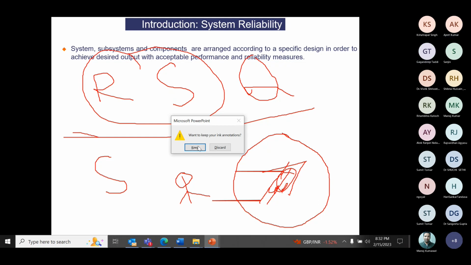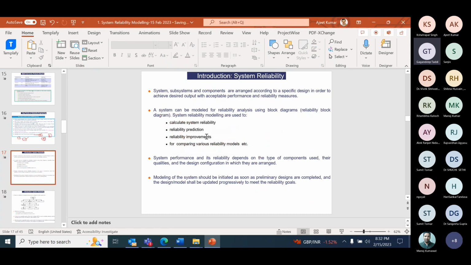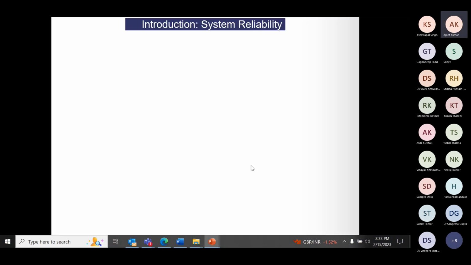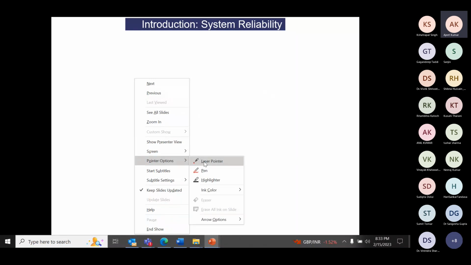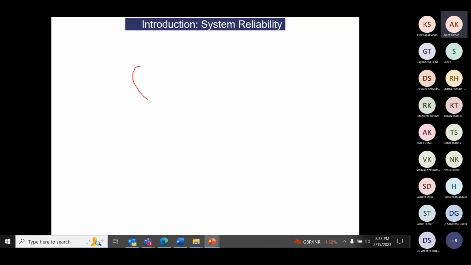Should I proceed? Sir, can we use the terms quality of service and reliability as the same? I got your question. Quality of service, QoS, you can correlate. Quality of service has many attributes.